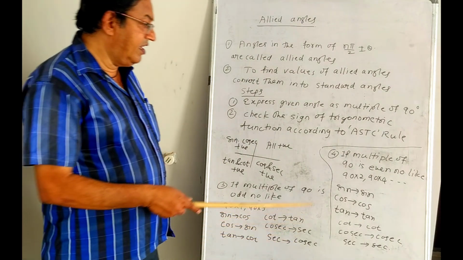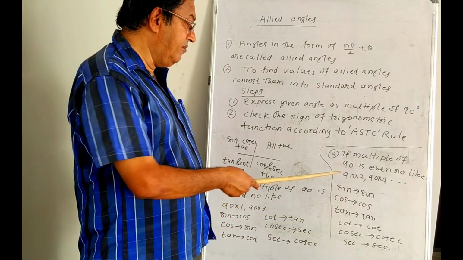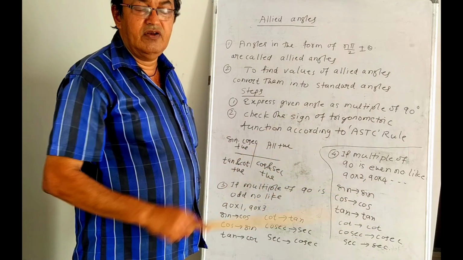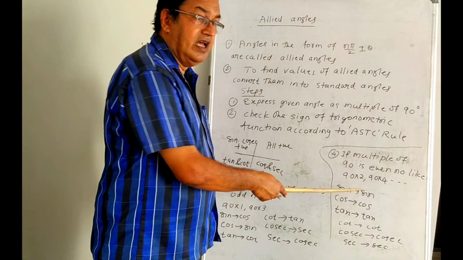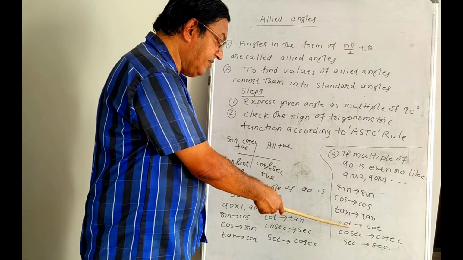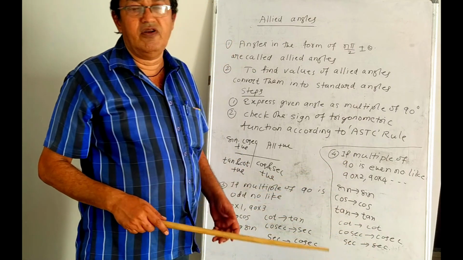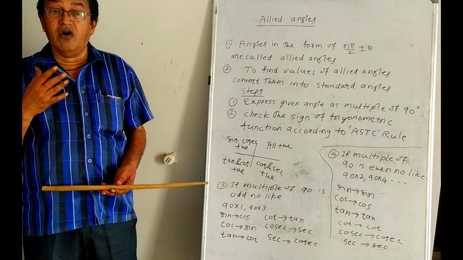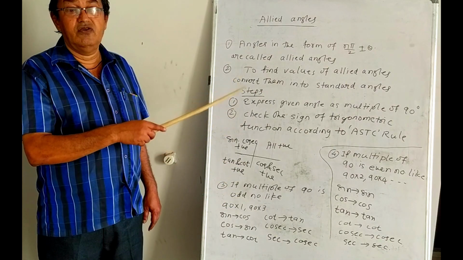Now we come to the last step. If the multiple of 90 is an even number. What do we mean by even number? The numbers may be like 90 into 2, 90 into 4, 90 into 6 and so on. Here sine remains sine, cos remains cos, tan remains tan, cot remains cot, cosec remains cosec, sec remains sec. This means if the multiple of 90 is even, the functions will not change. If the multiple of 90 is odd, the functions are going to change. Now with reference to this, I will give you a few examples.